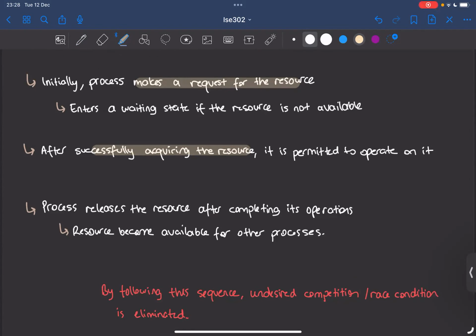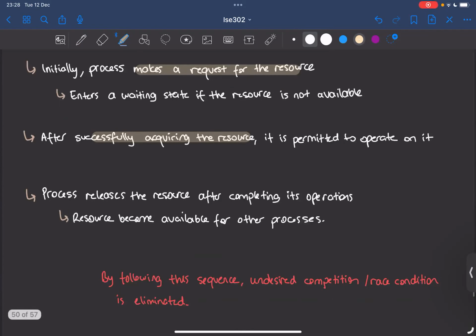For instance, if the resource is a printer, the process can proceed with printing a document. Or if the resource is a specific file, the process can write something on it. So it can perform the intended operation associated with that resource, okay? After completing the required operations, the process must release the resource. That way, it makes the resource available again for other processes.